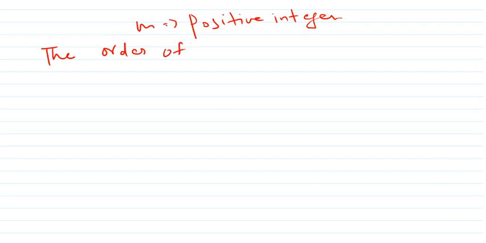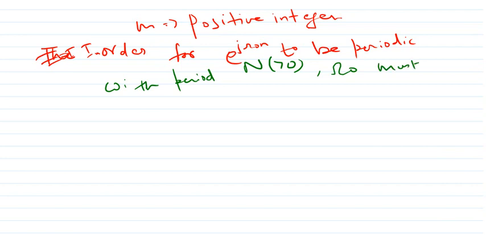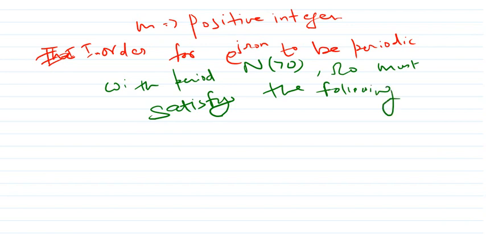In order for e raised to the power j ohm naught n to be periodic, what should be the condition? The condition is that, if e raised to the power j ohm naught n is periodic with period N greater than 0, ohm naught must satisfy the following condition.